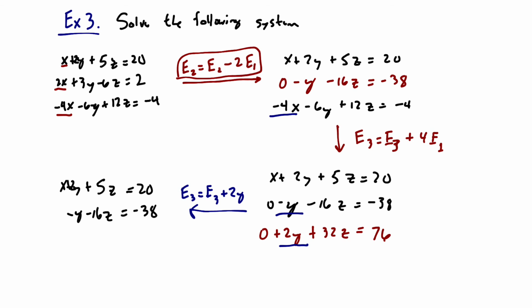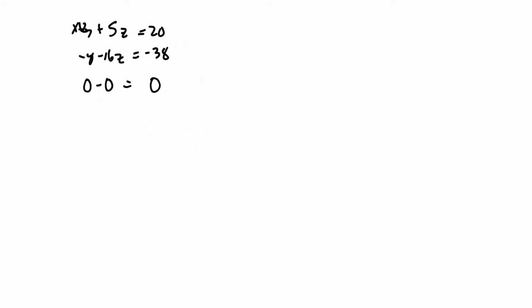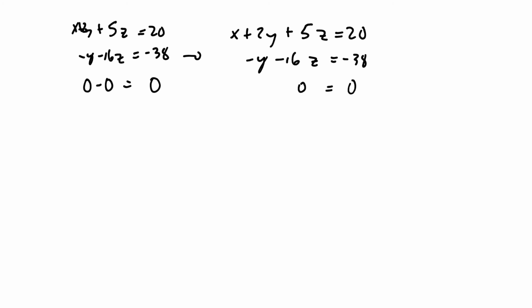But then we'll get a 2y minus 2y, so this is going to be 0. And then we'll get a 32z minus 32z, so we'll get, again, 0. Then finally we'll get a 76 minus 76, so we'll get 0 here. And let me go ahead and copy this onto the next page. So rewriting this so that it's a little neater, we'll have x plus 2y plus 5z is equal to 20. We have a negative y minus 16z is equal to a negative 38. And here we'll get 0 is equal to 0.